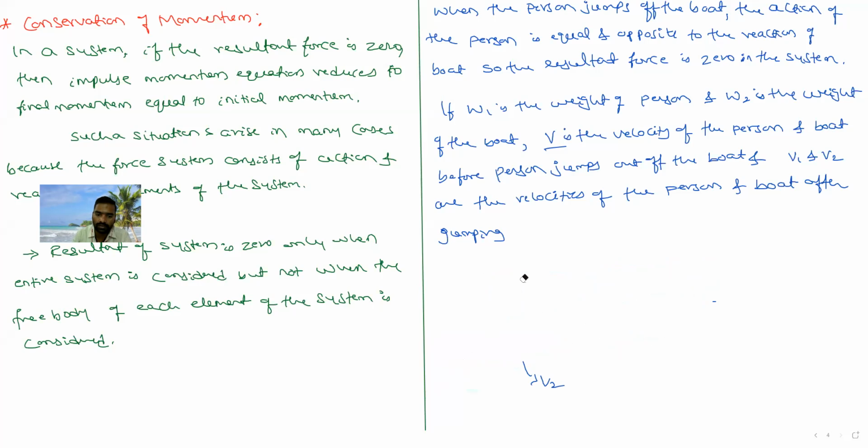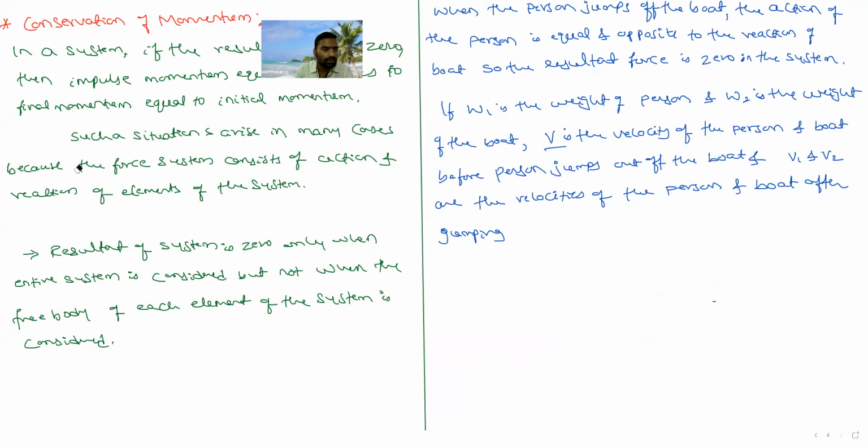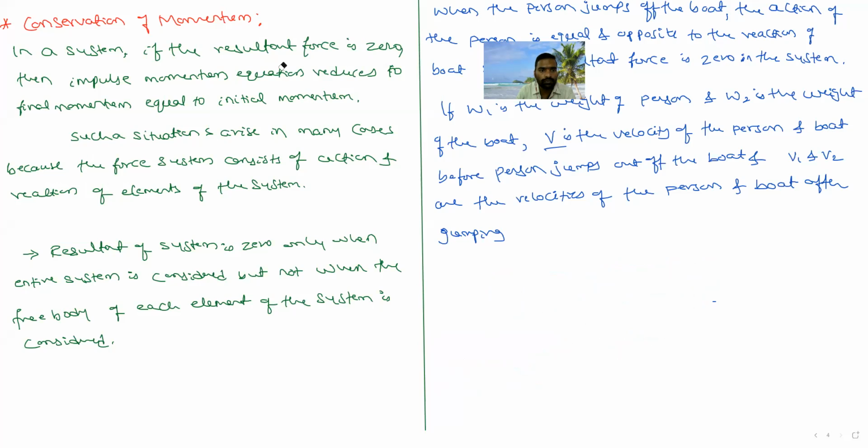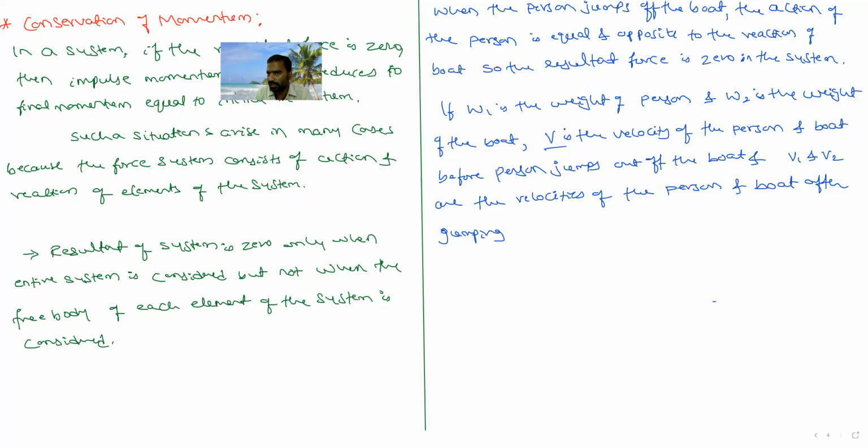Once again, I will read this statement, whatever I have written. In a system, if the resultant force is 0, then the impulse momentum equation reduces to final momentum is equal to initial momentum. Correct? Such a situation arises in many cases because the force system consists of action and reaction of the elements of the system. It means whatever action is there, that is equal to reaction, so that net reaction is equal to 0.